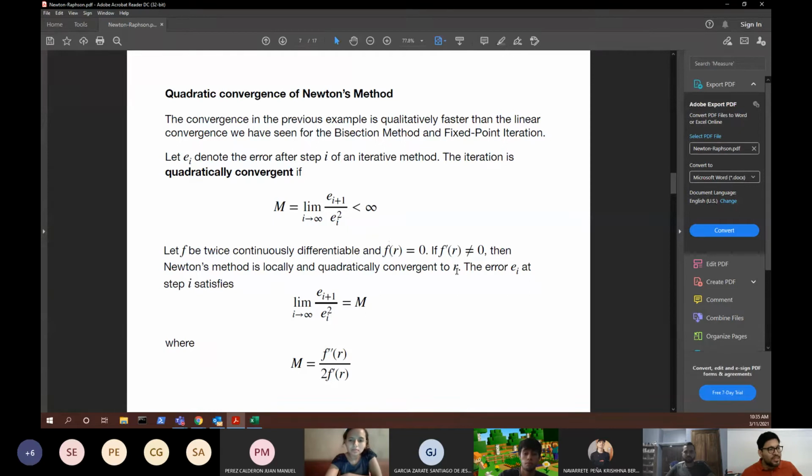So see carefully here, because this is pretty much the same thing that we were discussing in the previous exercises, especially in the fixed iteration method. So if the derivative at the root is different than 0, then Newton's method is locally and quadratically convergent to r. So this is very important.